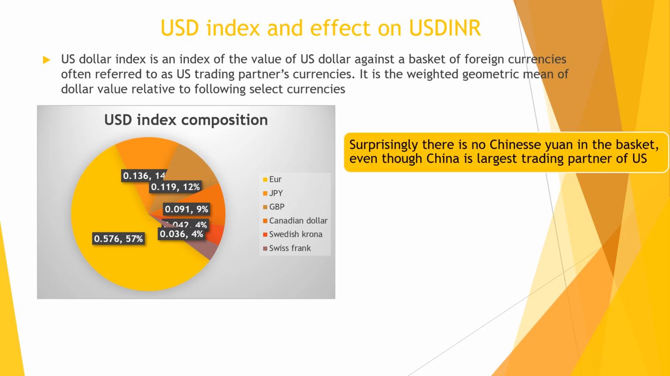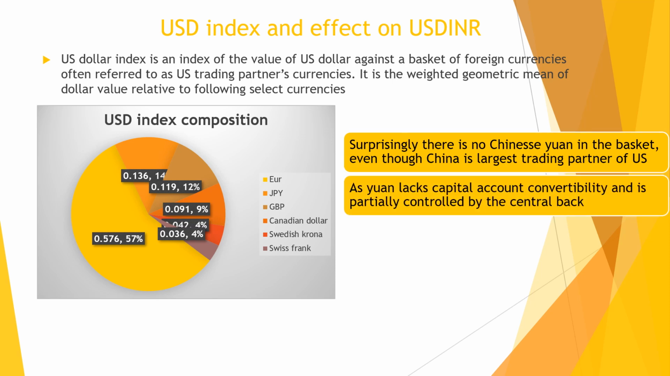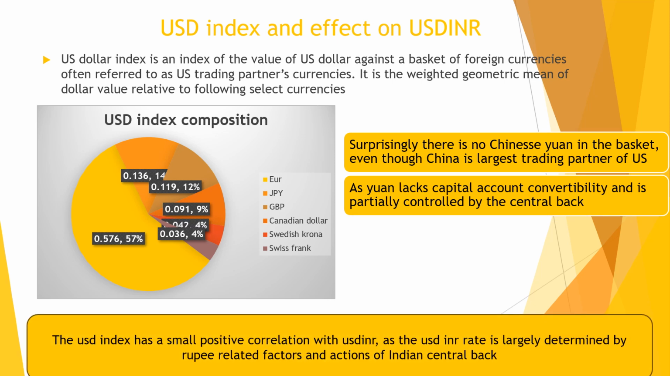Surprisingly, there is no Chinese yuan in the basket, even though China is the largest trading partner of US. That is mainly because yuan lacks the capital account convertibility and is partially controlled by their central bank. The USD index has a small positive correlation with the USD-INR, as the USD-INR rate is largely determined by the rupee related factors and actions of the Indian central bank.